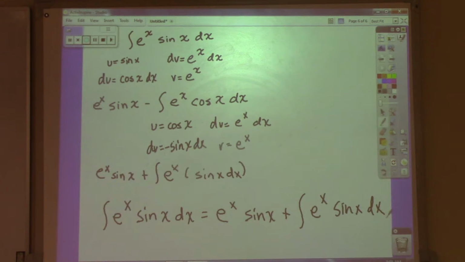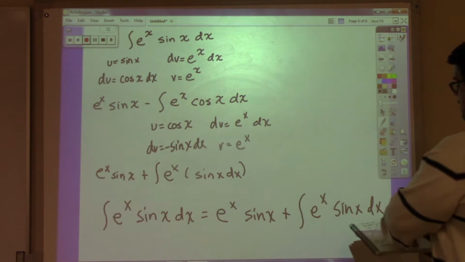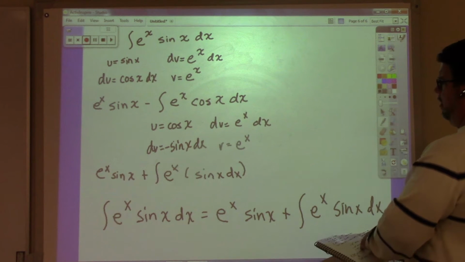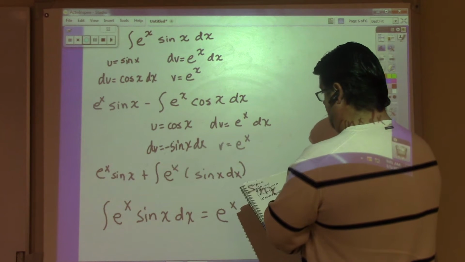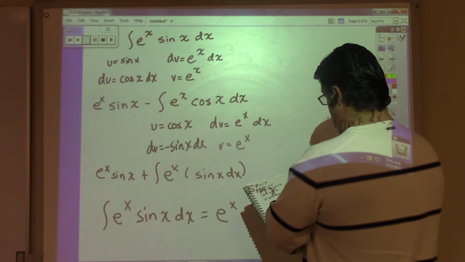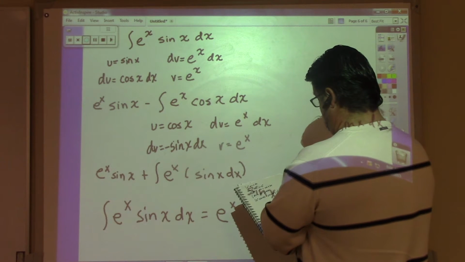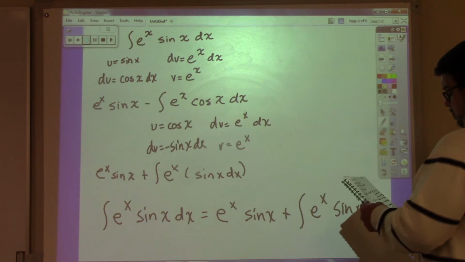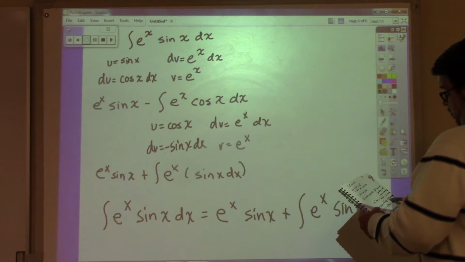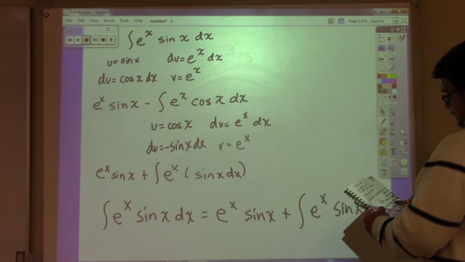No, you forgot to put in the uv on that second one. The e to the x times cosine of x. Right here? No, right above it. Right here? Yeah, you forgot your uv minus. Okay. It should be e to the x cosine of x, e to the x sine of x minus e to the x cosine of x. Sorry, I got mixed up.